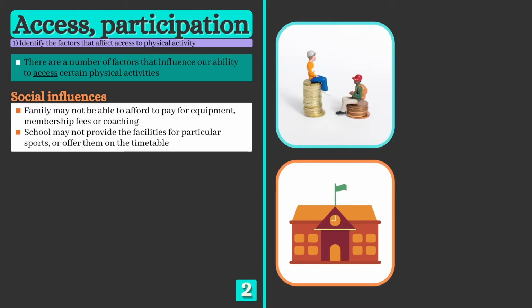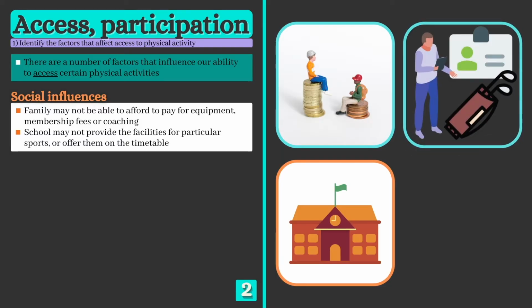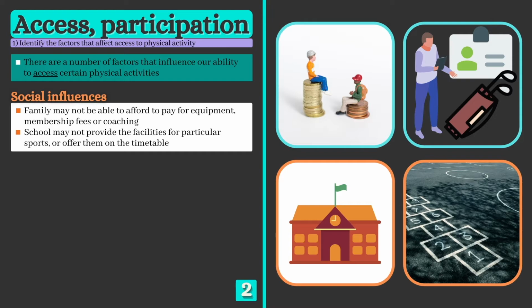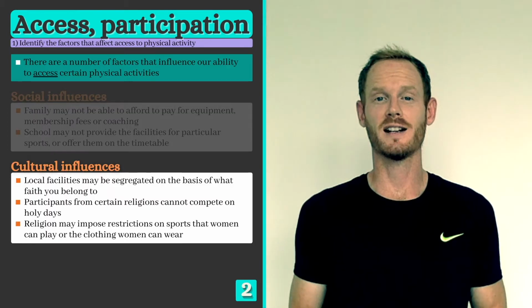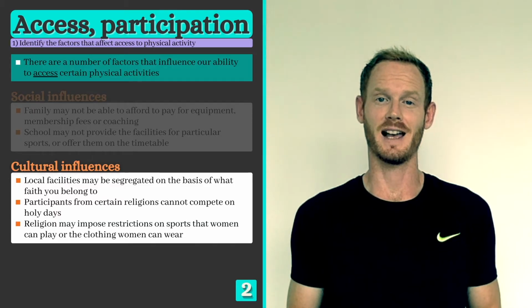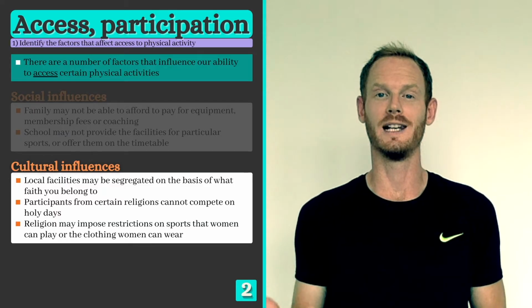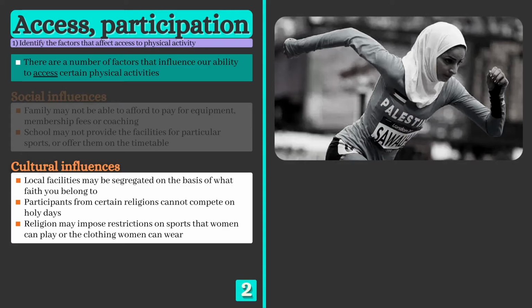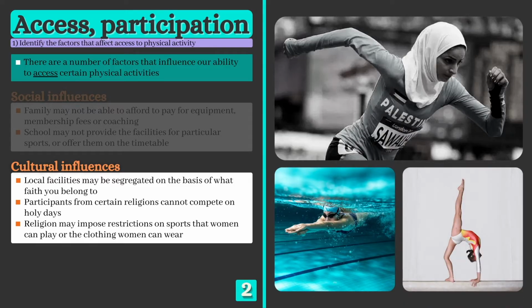People from lower socioeconomic backgrounds may not be able to afford equipment, club memberships or coaching fees, while poorly equipped schools may only be able to offer a very limited range of activities. The final factor that affects access to physical activities is cultural or religious influences. Certain religions prevent participation on holy days and have stances on body exposure that prevent, particularly women, from accessing sports such as gymnastics and swimming.